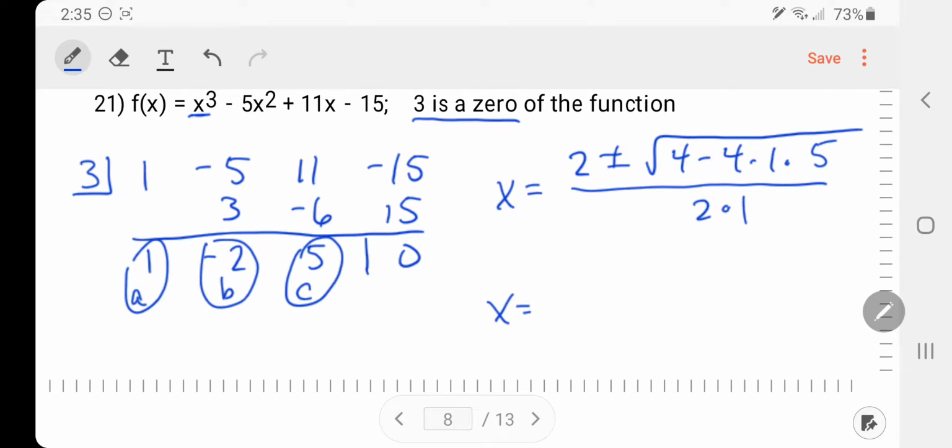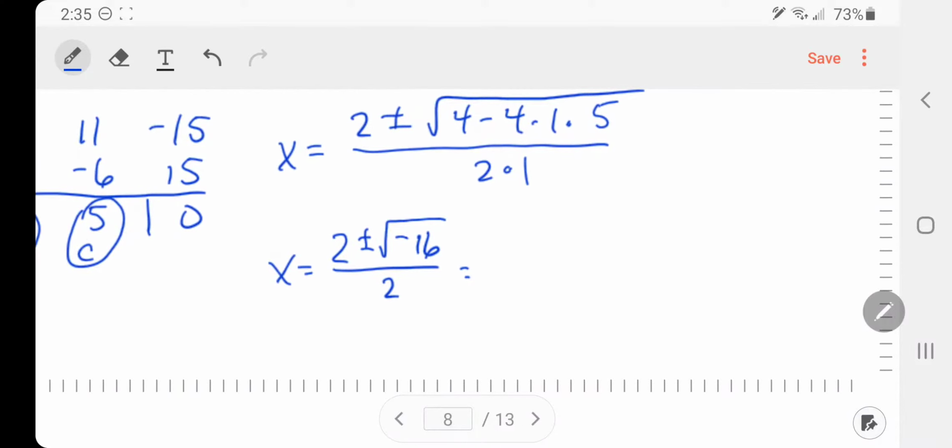4 minus 4 times 1 times 5. That's going to be a negative 16 under the radical. 2 plus or minus negative 16 under the radical. And I know the square root of 16 is 4. So that's going to be 2 plus or minus 4. Now check it out. Since the 16 is negative, that means the solutions are complex. Negative under the square root gives me an i in the answer. And then I can reduce.